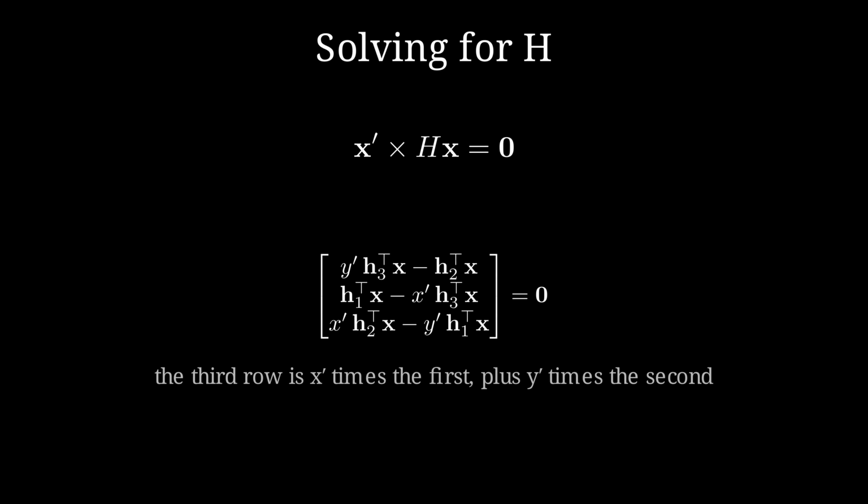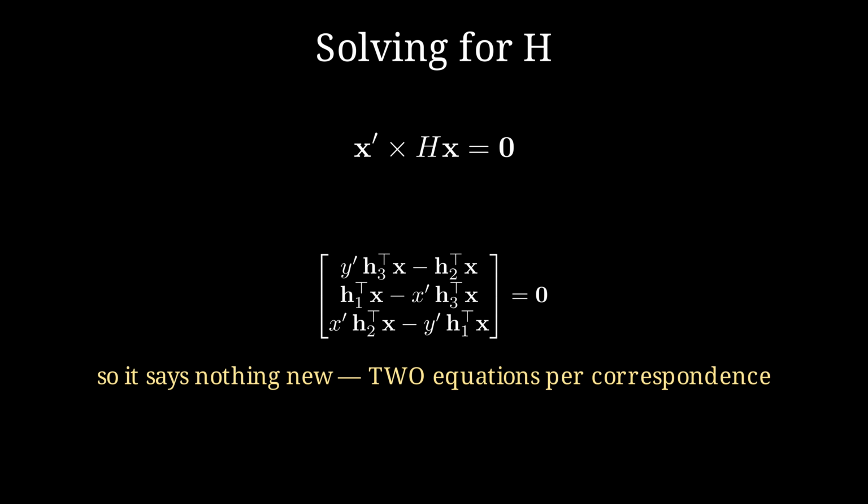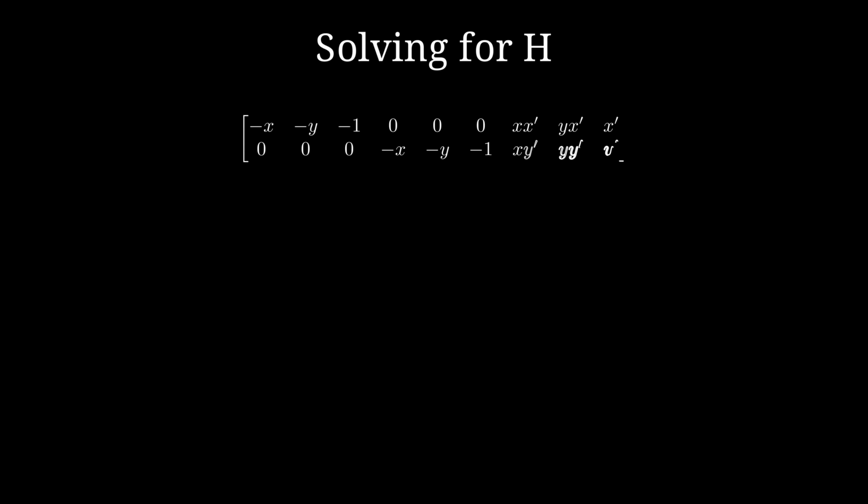Now expand the cross product. You get 3 rows. And here is the step almost every explanation skips. Look at the third row. It is x' times the first row plus y' times the second. It is a combination of the other 2. It carries no information at all, so throw it away. 2 equations per point pair, not 3. And that is why 4 pairs is exactly enough rather than 3, and why nobody needs a 5th.